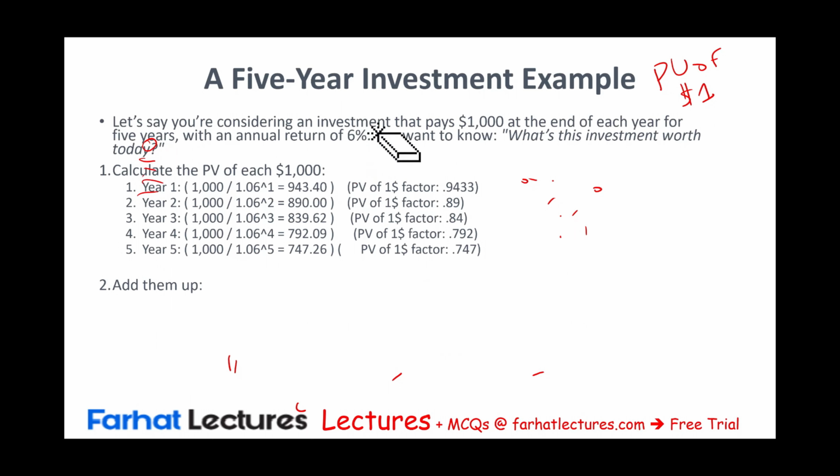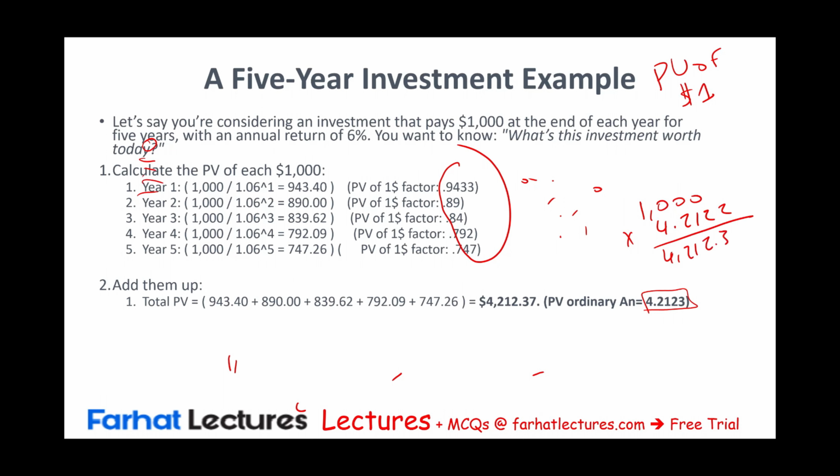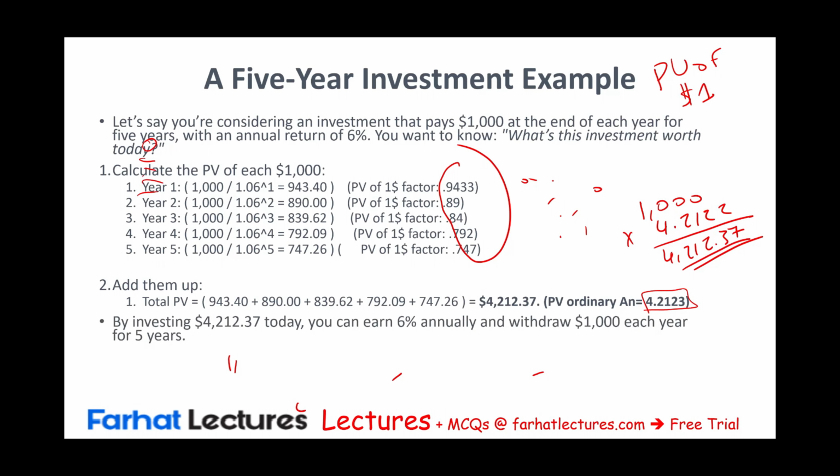Now, if I take all of those present value factors and add them up, they come up with 4.2123. We call this factor the present value of an ordinary annuity. What does that mean? It means if you know the present value of an ordinary annuity factor, you can take the $1,000 multiplied by this factor, 4.2123, and come up with $4,212.37 rounded. It means I do have a table that I can use.